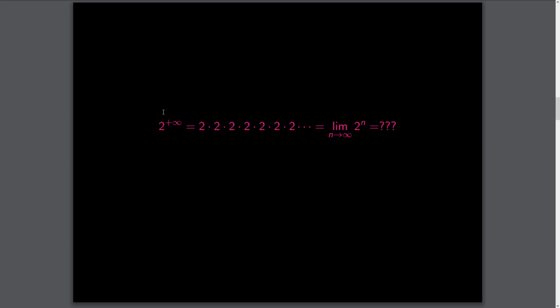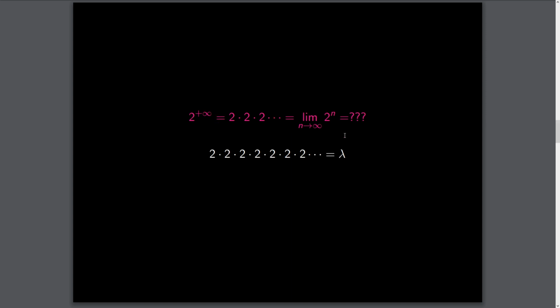Now, let's look at the third example here, and we would like to calculate what's going to be the value of 2 to the power of plus infinity, which is defined as the limit of this sequence, this 2 to the n sequence. And one might intuitively think that it's going to tend to plus infinity, for a good reason.